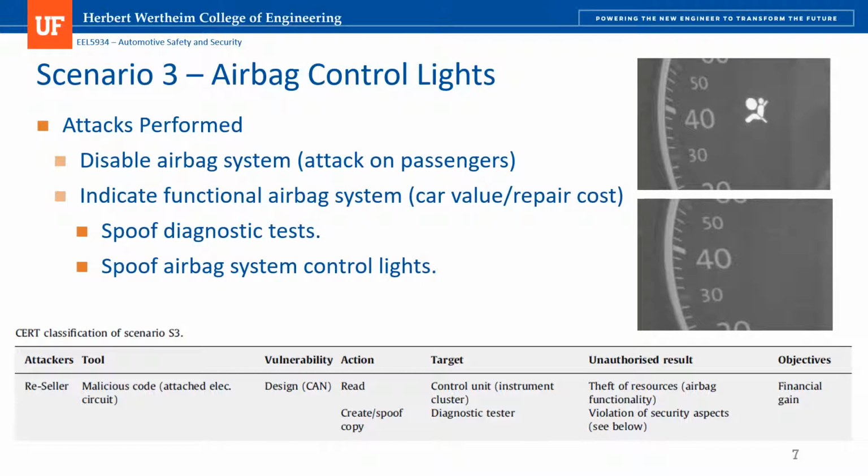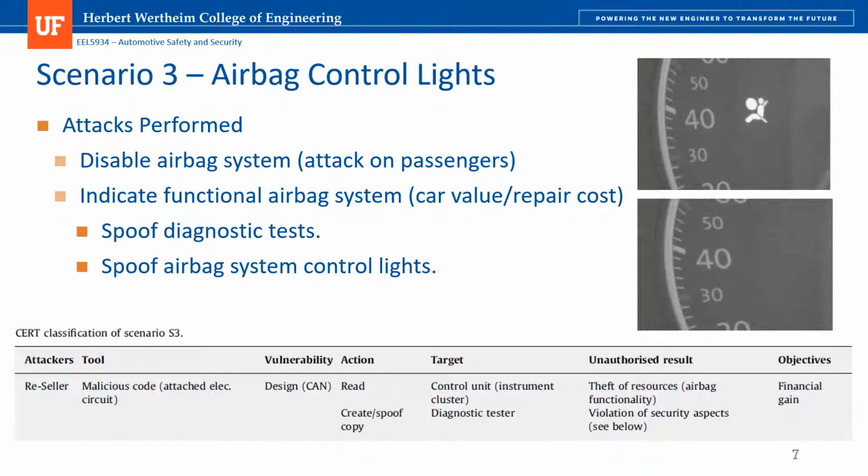The attacker in the spoofing to indicate functional for car sale would be a reseller. The other scenario, the attack on passengers, would be some sort of, I guess, a hitman maybe. I'm not quite sure about that one. The tool that they would use would be malicious code, and as seen in all of these scenarios, malicious code is the tool that's used.